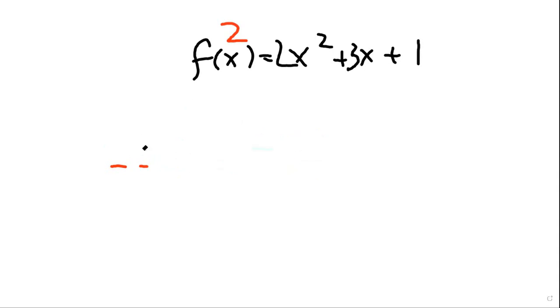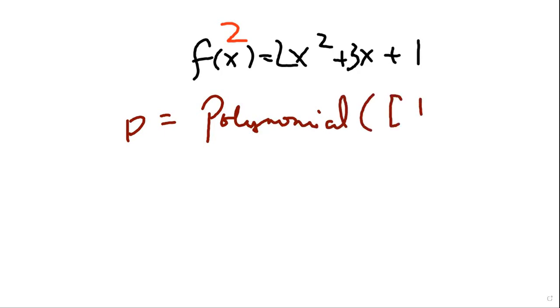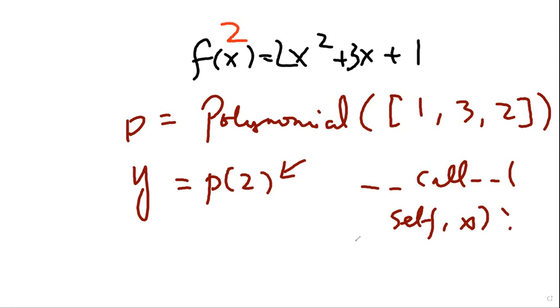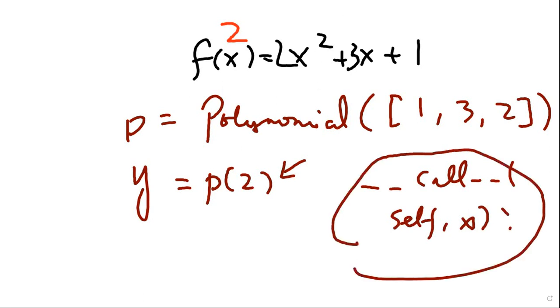That means that you have a polynomial, right? So you create a polynomial. Let's assume that here you have a p polynomial. You create it by Polynomial of the so-called 1, 3, 2. Okay, you create this, and then you want to evaluate the polynomial at 2, and you get a value, say y. This is called evaluation, and in the implementation, you just put the evaluation in call, with self and s, right? That is evaluation. So how do you write this function?